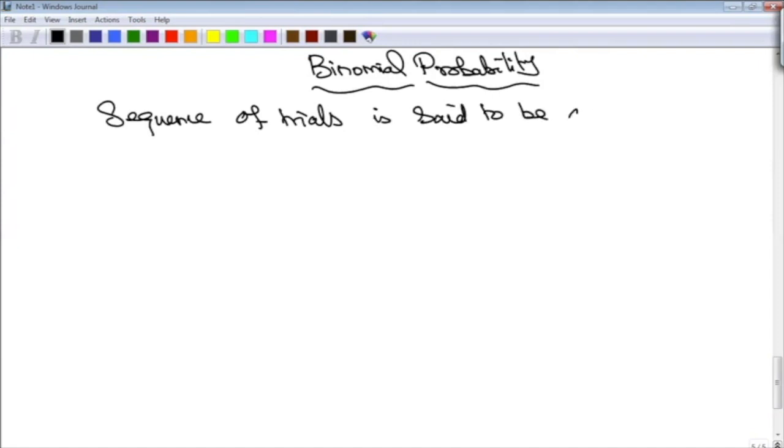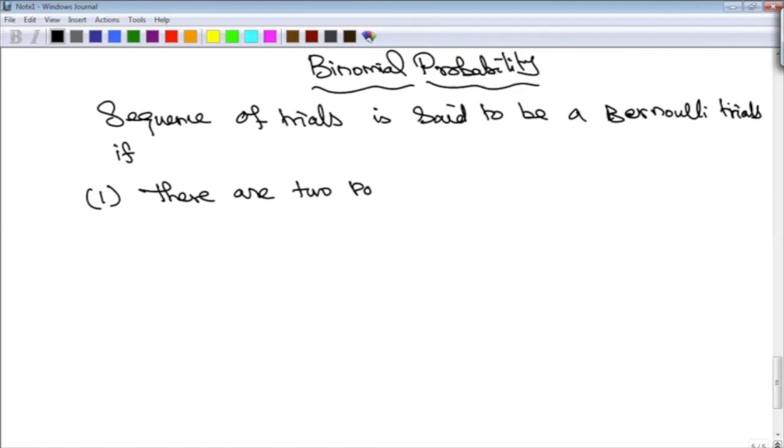Bernoulli trials if the following conditions are satisfied. The first one is there are two possible outcomes.